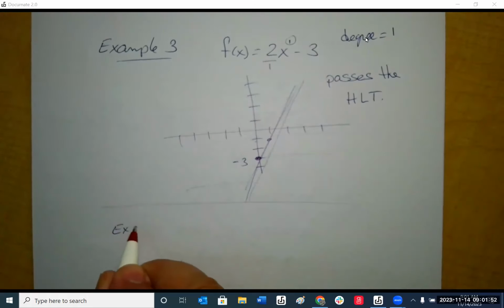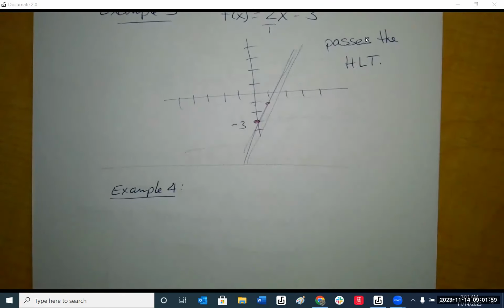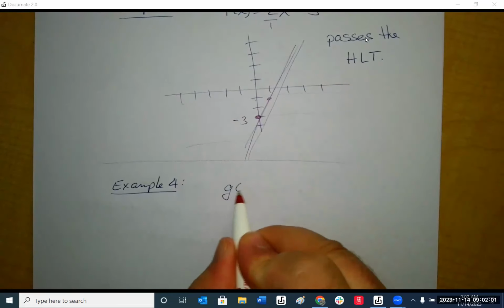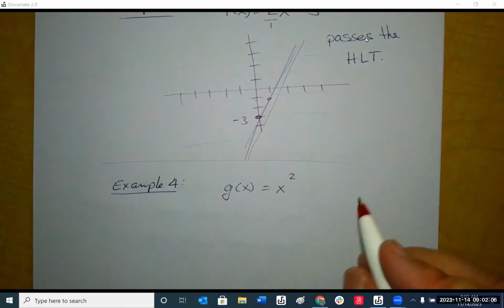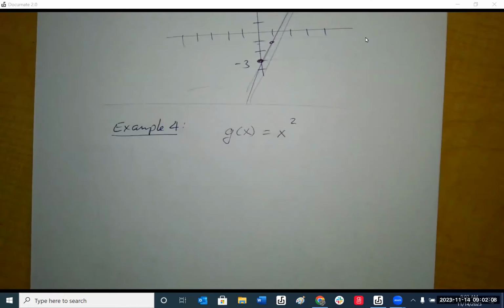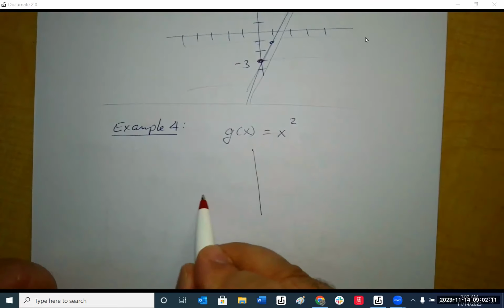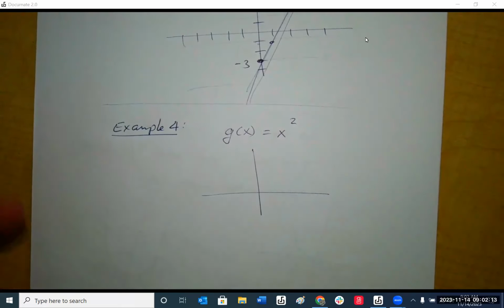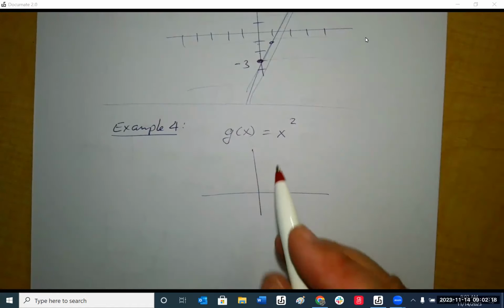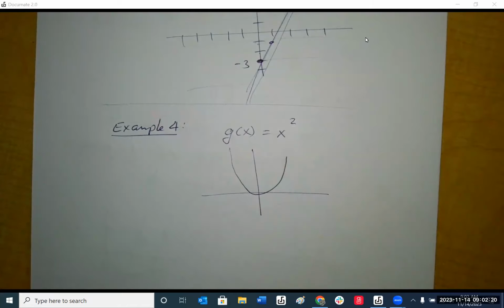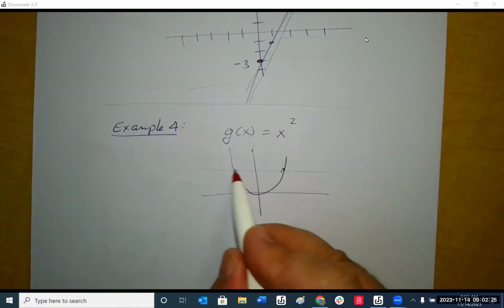Example 4. Graph the function described here and prove that it's not 1-to-1. This is what we've done earlier. What's the graph of this look like? Exactly, the horns. Exactly. It fails the horizontal line test.